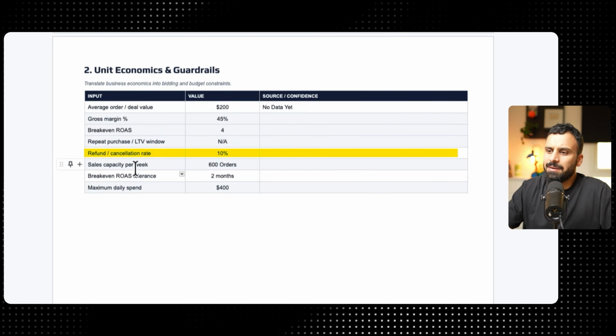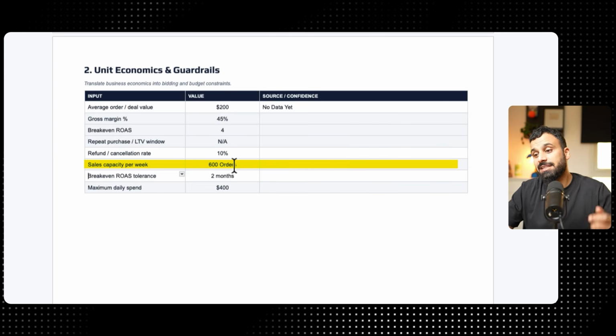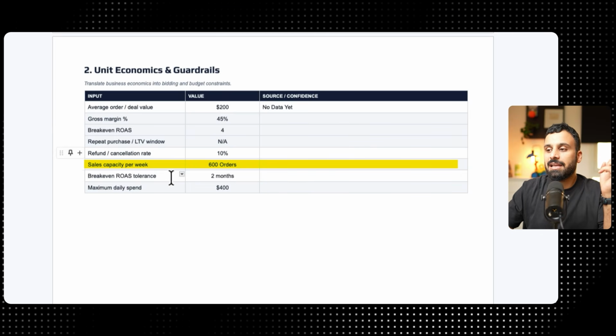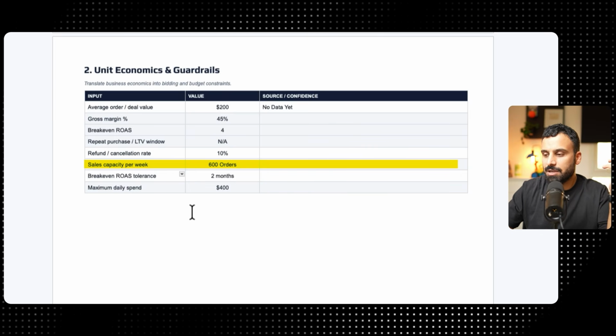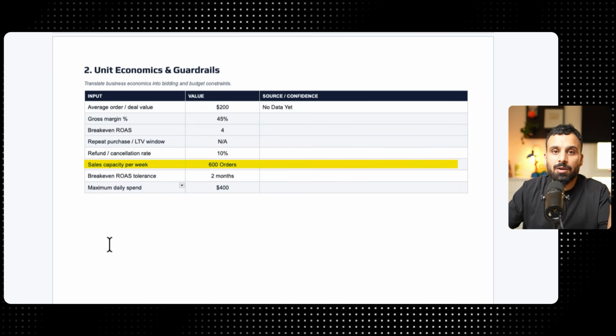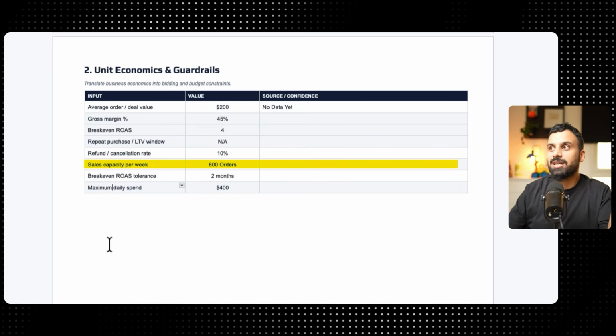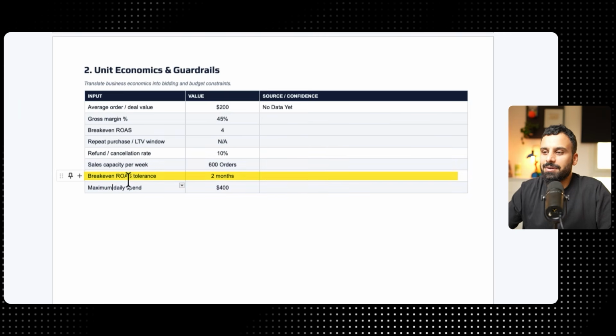Refund cancellation rate, 10%. Sales capacity per week. This is very important to understand, because refund cancellation rate you need to consider in terms of ROAS and all. Sales capacity per week is $600, because you need to understand what their capacity is. Sometimes they'll say, no, when we get an order, we make every bag. So in a week, we can do 10 bags, and if you create a plan for 100 sales and give them a budget, that's a problem. This is very important to understand.